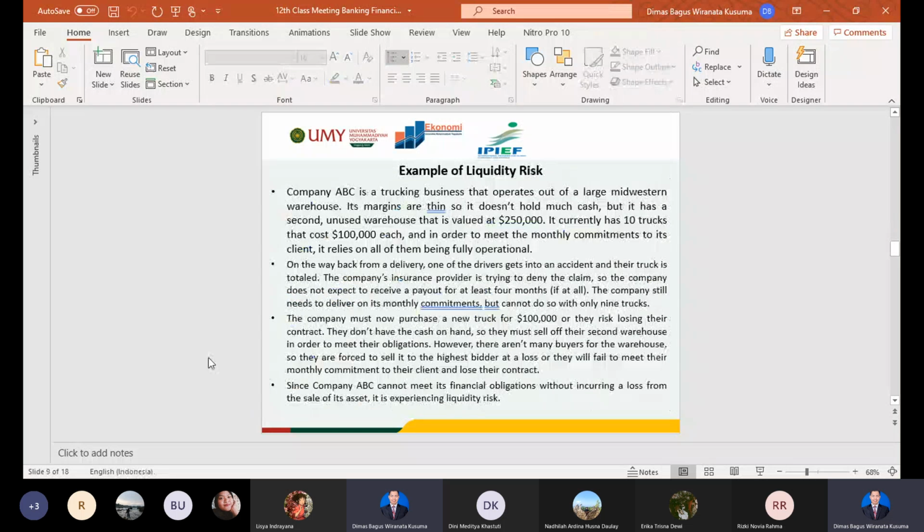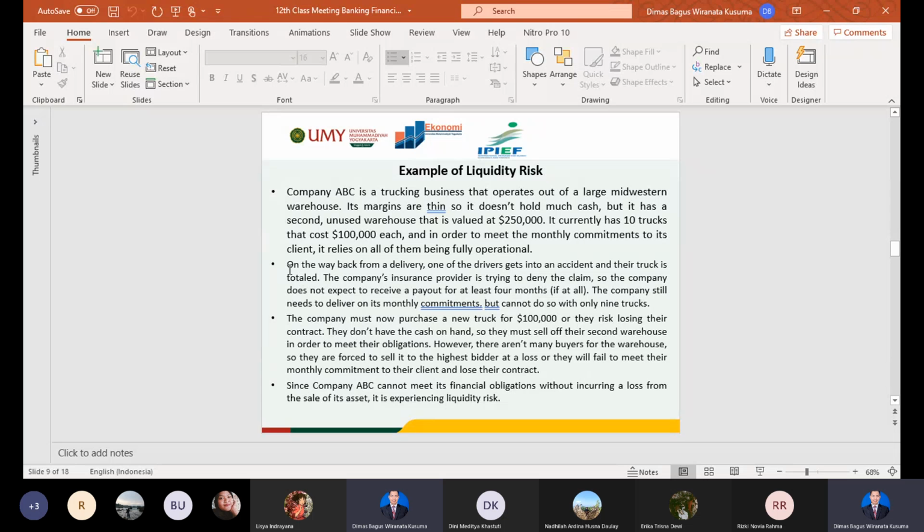And the next one, sisters and brothers, is an example of liquidity risk. Let me read it slowly. Company ABC is a trucking business that operates out of a large Midwestern warehouse. Its margins are thin, so it doesn't hold much cash. But it has a second unused warehouse valued at 250,000, and it currently has 10 trucks that cost 10,000 each. In order to meet the monthly commitments to its clients, it relies on all of them being fully operational. You see that there is an unused warehouse, and also more trucks for operations.